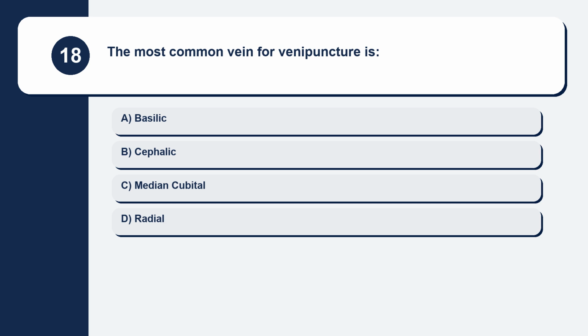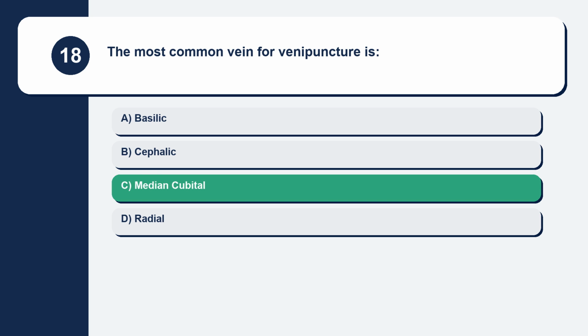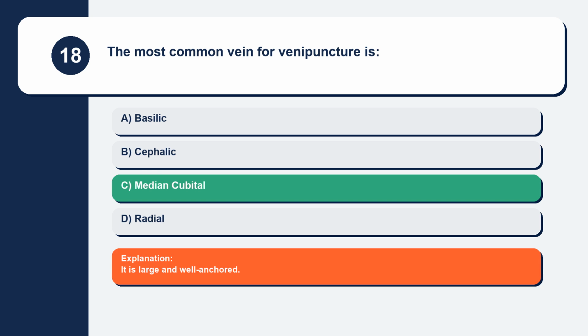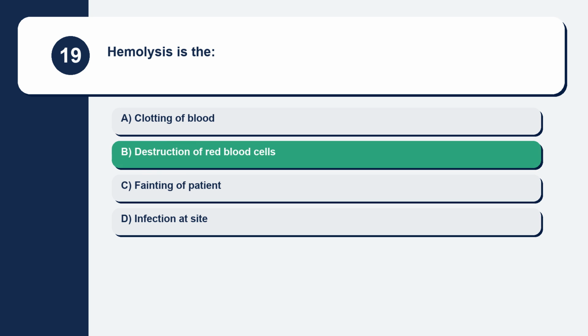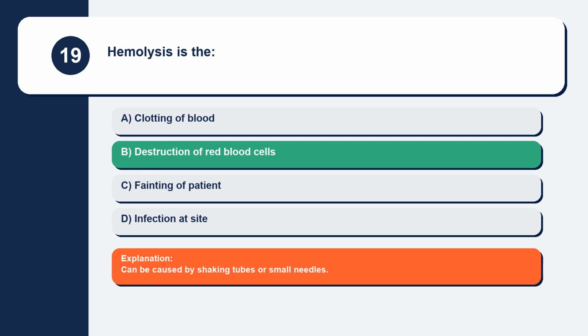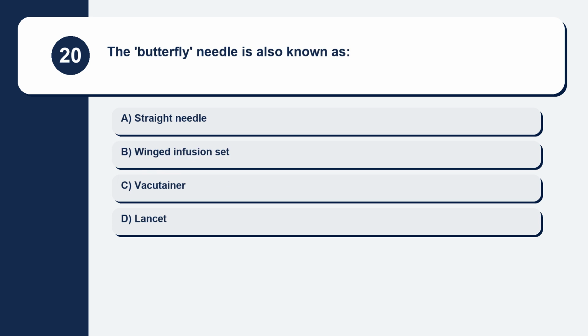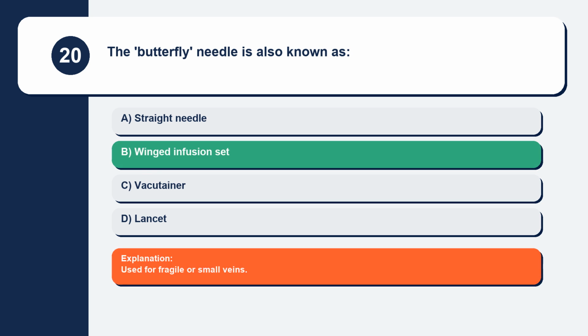Question 18. The most common vein for venipuncture is basilic, cephalic, median cubital, radial. It is large and well anchored. Question 19. Hemolysis is the clotting of blood, destruction of red blood cells, fainting of patient, infection at site. Can be caused by shaking tubes or small needles. Question 20. The butterfly needle is also known as straight needle, winged infusion set, vacutainer, lancet. Used for fragile or small veins.